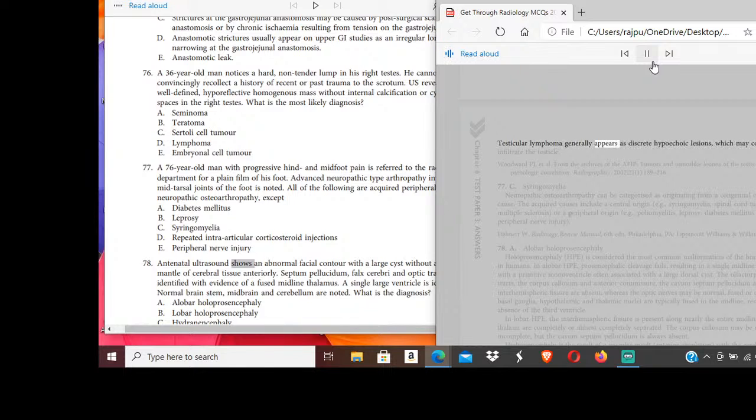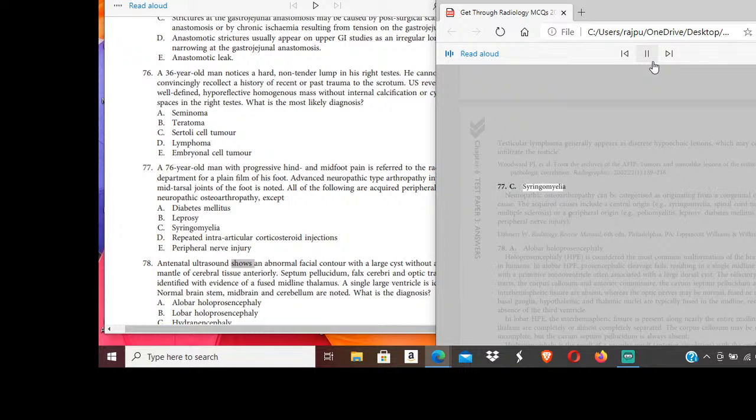Testicular lymphoma generally appears as discrete hypoechoic lesions, which may completely infiltrate the testicle. Woodward P.J., et al. From the Archives of the AFIP, Tumors and Tumor-like Lesions of the Testis, Radiologic Pathologic Correlation. Radiographics. 2002, 22, 1189-1216.